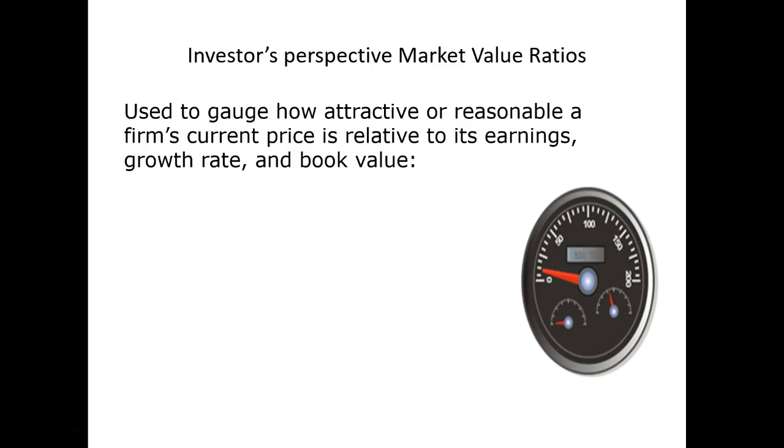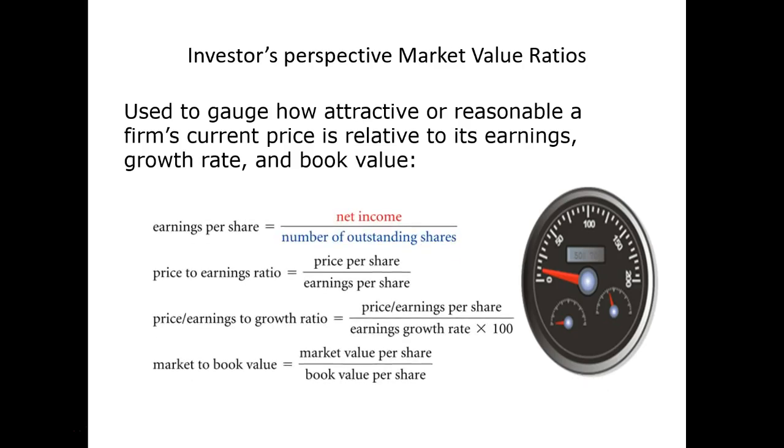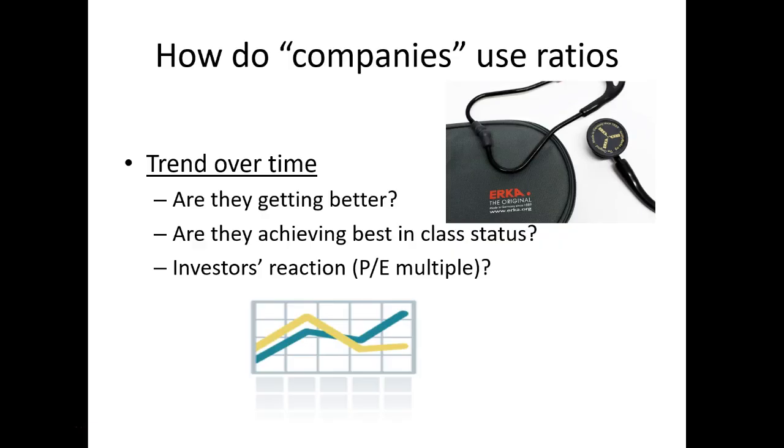From the investor perspective, there are some ratios that include earnings per share, which is net income divided by the number of outstanding shares. You have the price to earnings ratio, which is the one you're going to hear a lot, and the last one, which is market to book value. I will share with you the price to earnings ratios for, again, TJ Maxx and Macy's, so you can see what the numbers look like for those two companies.